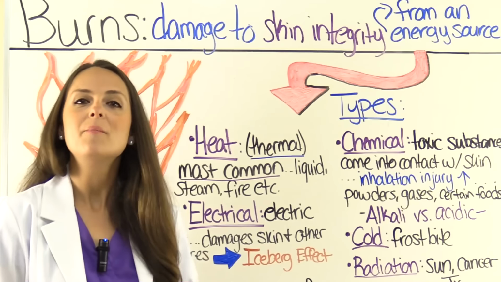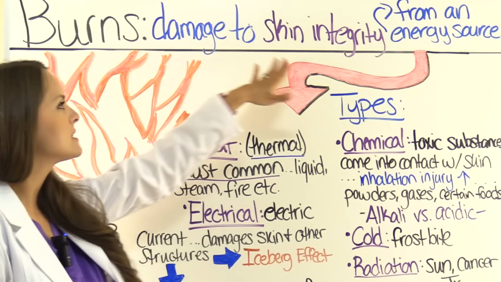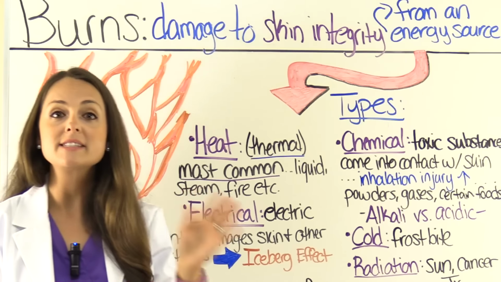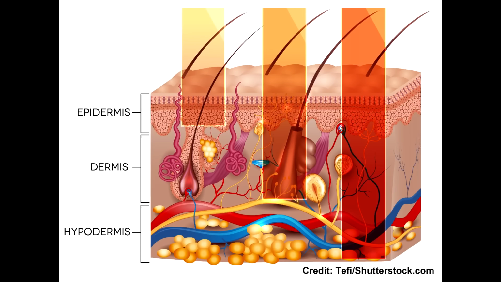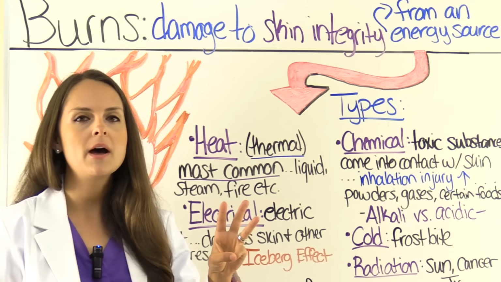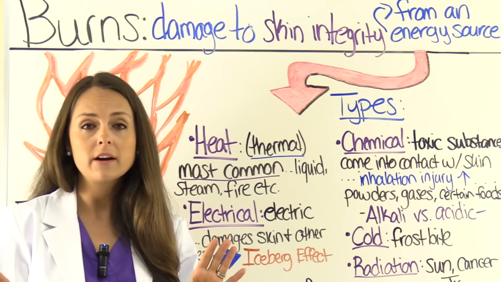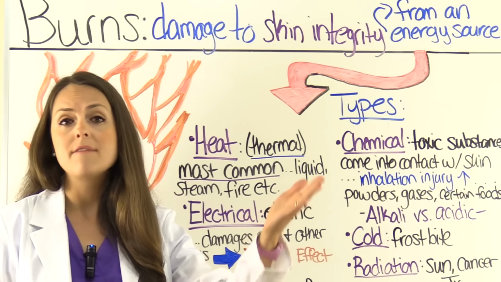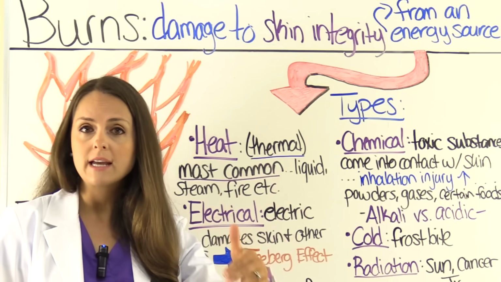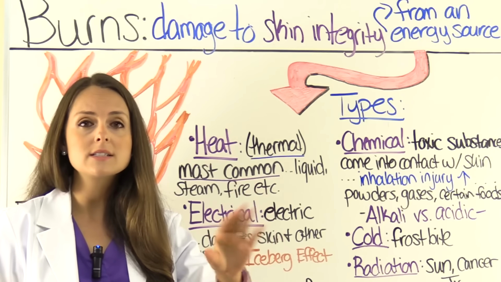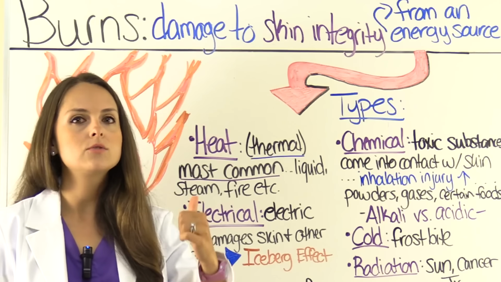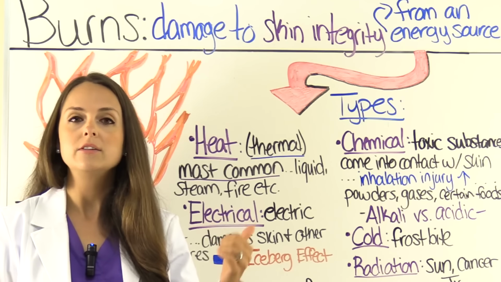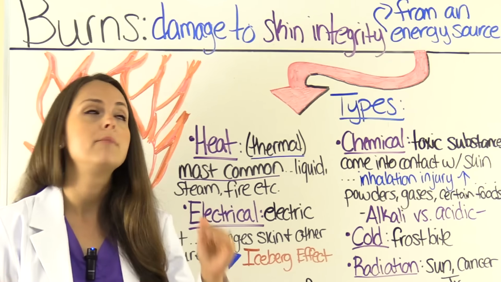What are burns? Burns are where you have damage to the skin integrity. So we're talking about those layers of skin. We have the epidermis, dermis, subcutaneous tissue, and then below that the muscle and the bone. Depending on the severity of the burn, you can have just the epidermis affected, you can have the dermis or the subcutaneous tissue, or even in worst cases, the bone and the muscle can be involved. And a little bit later, we're going to talk about those different degrees of burns.